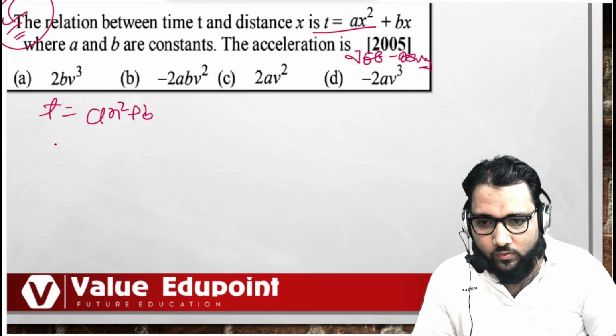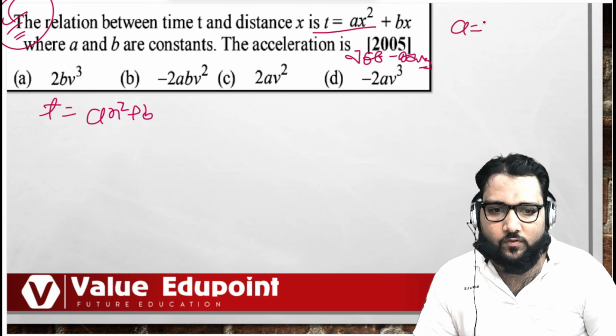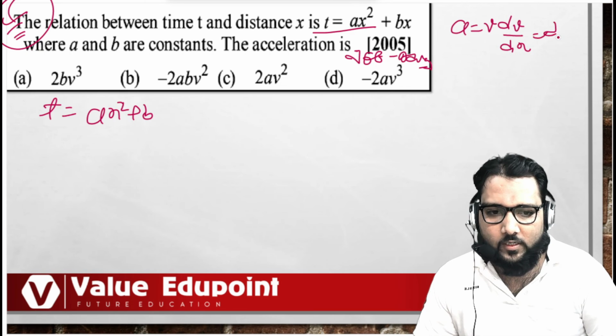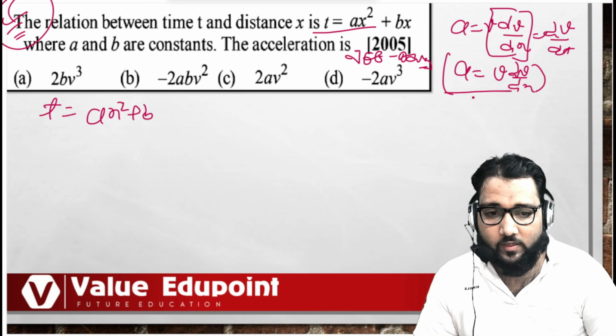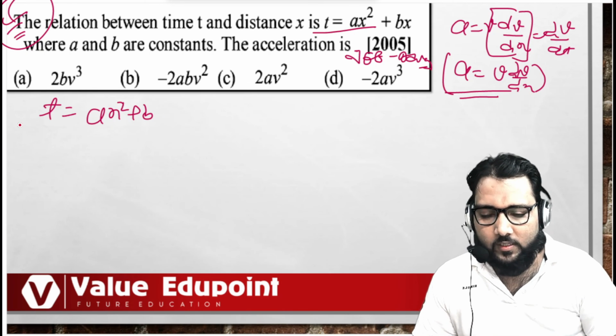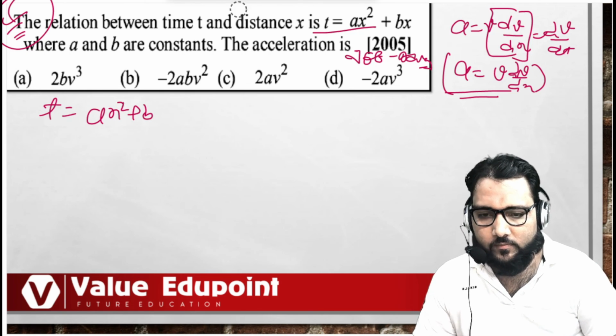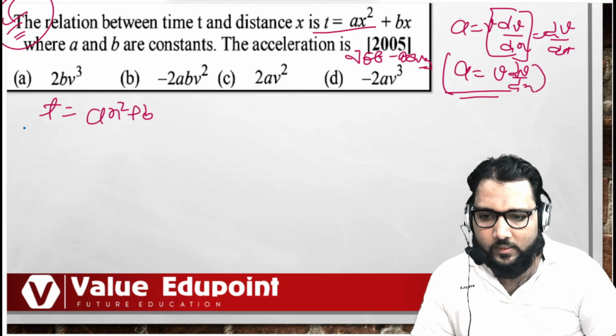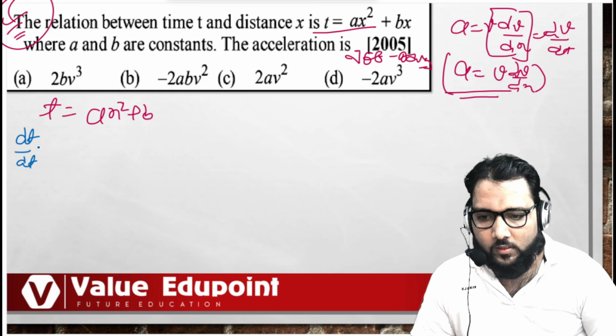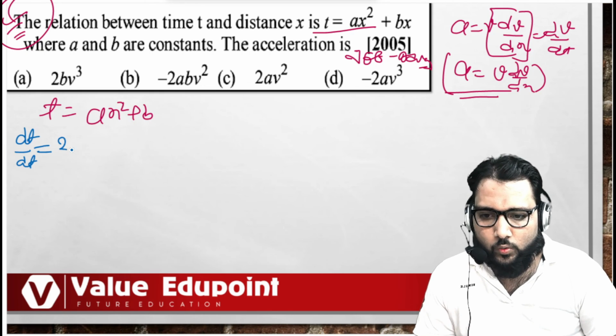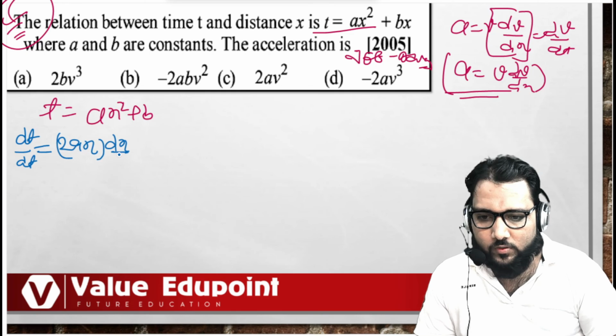Okay guys, so now what we have to do is find out the acceleration. The acceleration formula is different here. Another formula is dv by dt, which is also an acceleration formula, and a equals v dv by dx. We will use this formula when velocity is given in terms of x, but we will first find out the velocity. We differentiate this expression with respect to time: dt upon dt equals 2ax or dx upon dt. There is something here, x will come. So v times dx by dt, and we know dx by dt is velocity.